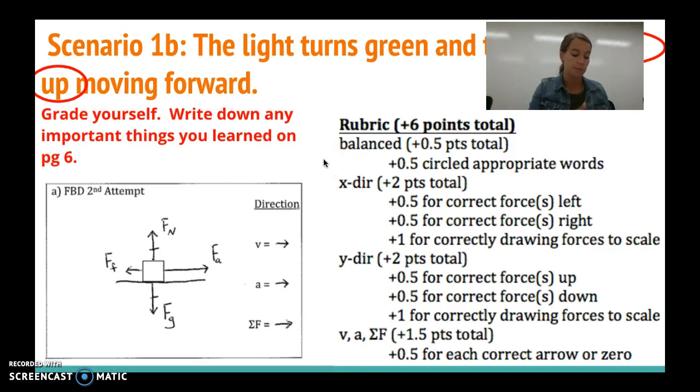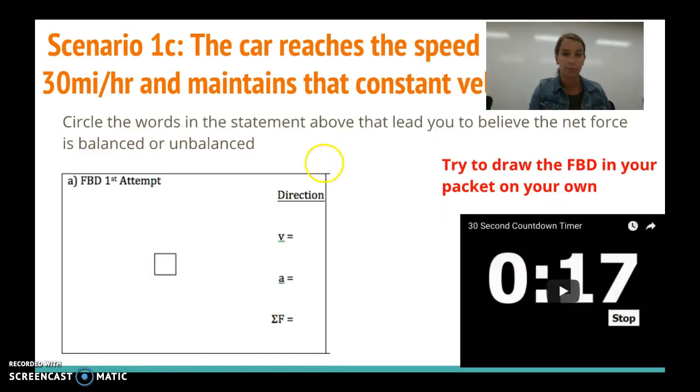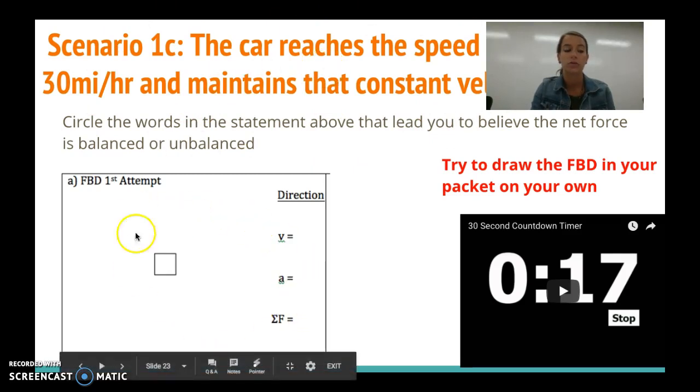All right, we're going to skip the bottom of page 8. Now we're going to page 9, free body diagrams. So now the car reaches a speed limit of 30 miles per hour and maintains that constant velocity. So first circle up here what tells you if the forces are balanced or unbalanced, and then try your free body diagram. Go ahead and pause me again.